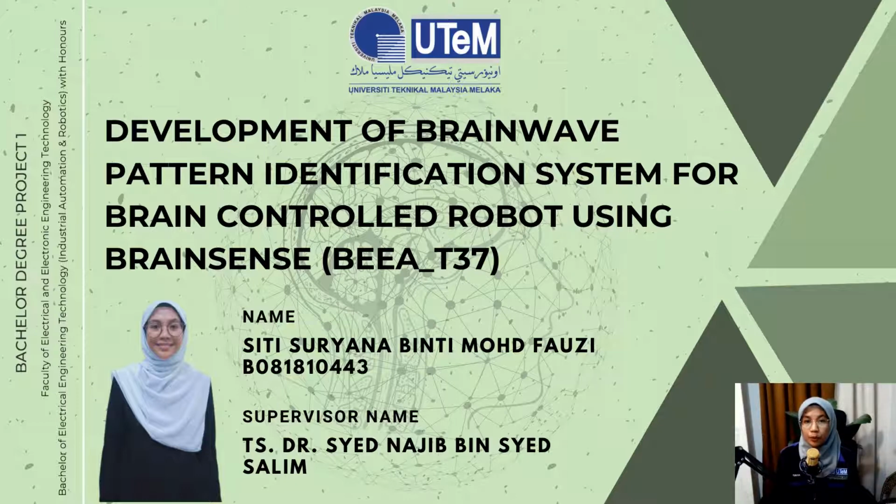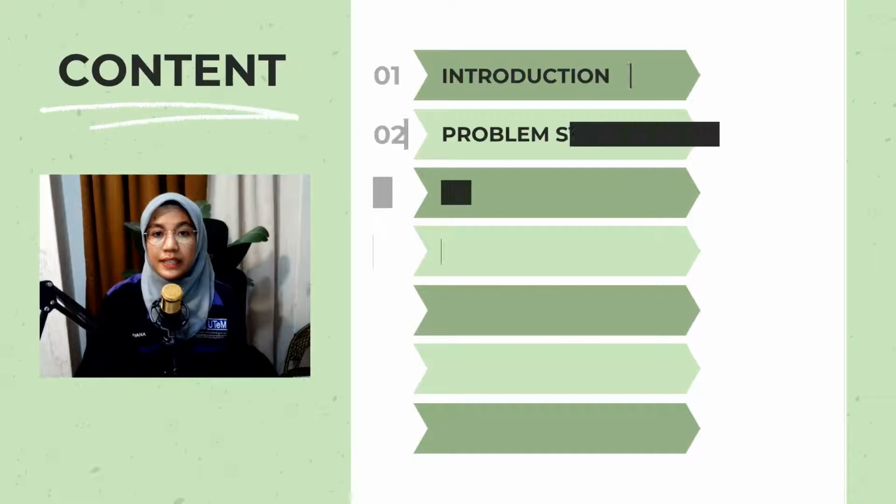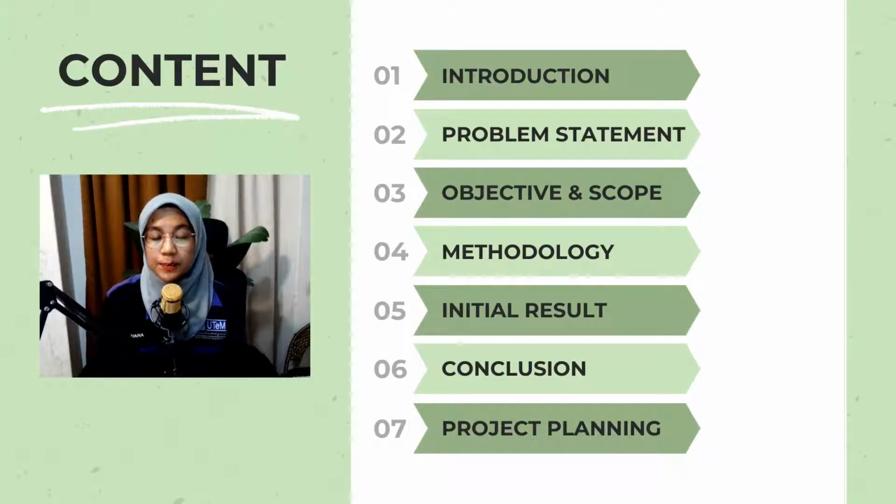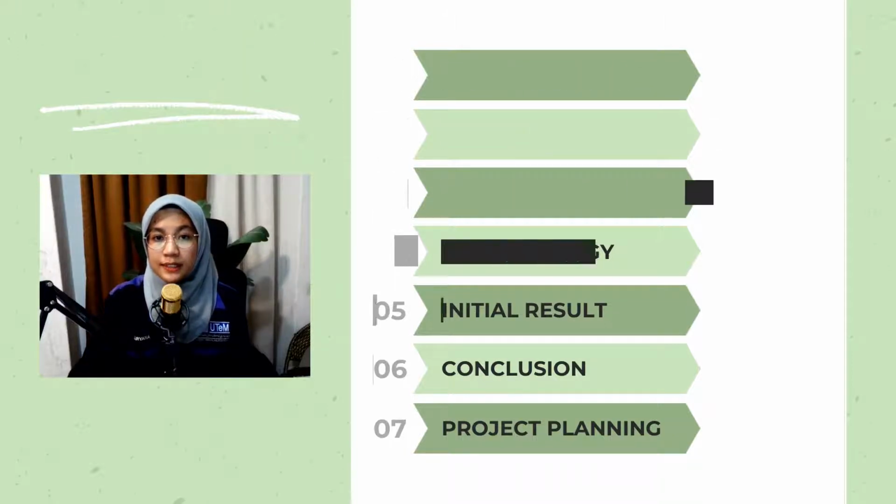My title for bachelor degree project is Development of Brainwave Pattern Identification System for Brain Control Robot using Brainsense. So, I'm going to start my presentation project now. In this presentation, I'm going to explain 7 contents, which are introduction, problem statement, objective and scope, initial result, conclusion, and lastly, my project planning.